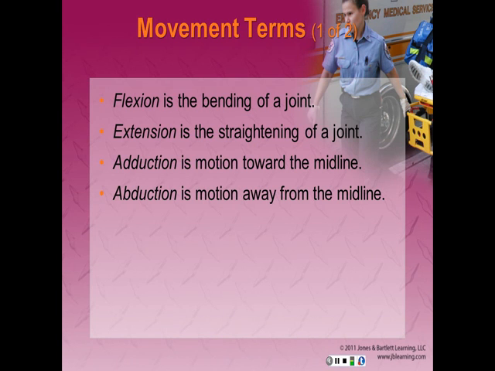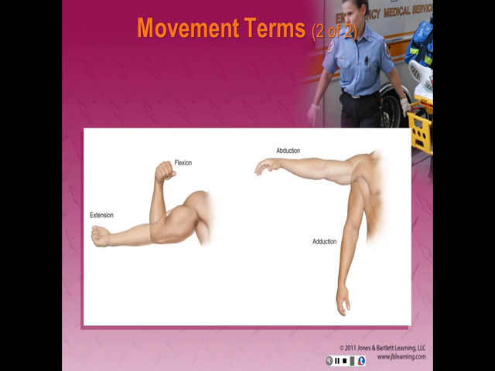Movement terms we want to talk about. Flexion is the bending of a joint. So when you flex your bicep, you're bending your joint. Extension is the straightening of the joint. Adduction is motion toward the midline, moving toward, and abduction is away from the midline. And the way I always remember abduction is away: when you abduct somebody, you take them away. Again, a great photo example of these terms.